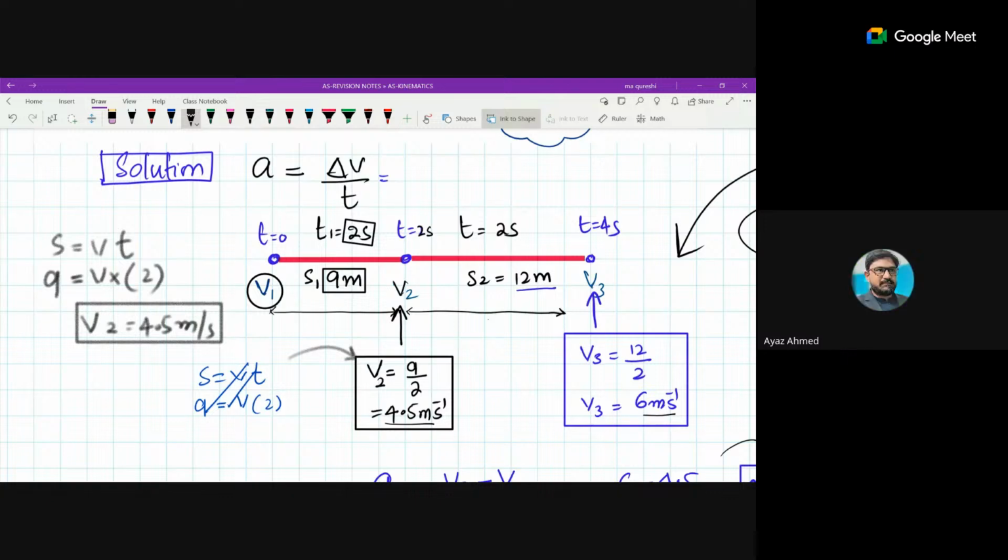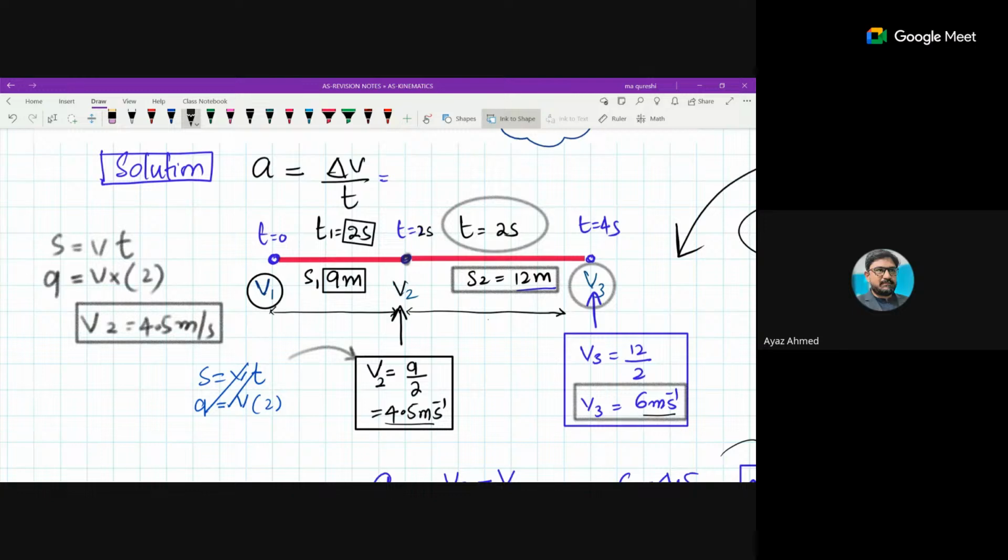The same approach is by the student. See, the same thing I have done. V3, V3 is what? V3 is from V2 to V3. What is the total distance traveled? It is 12 meters. And how much time is taken? 2 seconds. So it means V3 will be 6 meters per second. Is it?